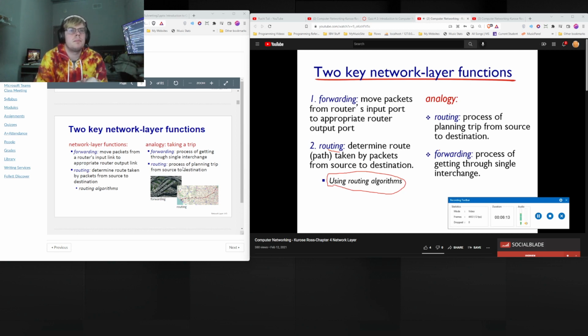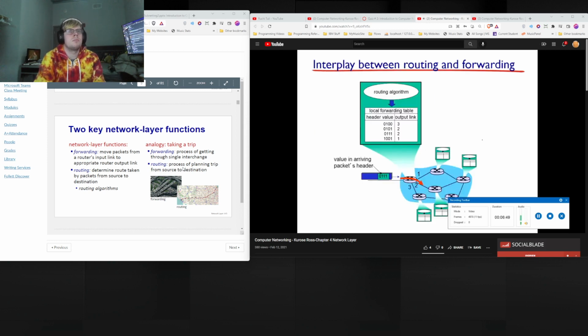Now while you plan your trip, there may be certain areas you have to pass through. For example, you may have to pass through certain districts. Passing through those districts is called forwarding. That means you enter a district, you leave that district. So the process of getting through a single interchange is called forwarding. Routing is the complete path, the process of the complete trip from source to destination.